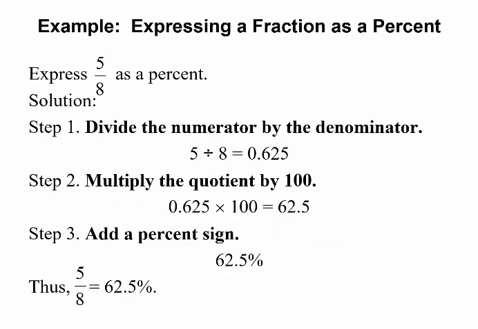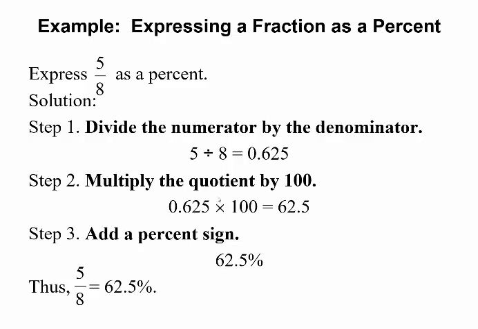All right, so let's do an example. I want to express 5/8 as a percent. The first thing is you're going to divide the top by the bottom. So if you take 5 divided by 8 and plug it into your calculator, you'll get 0.625. Then the next thing you're going to do is multiply this quotient by 100. When you take 0.625 times 100, you get 62.5.